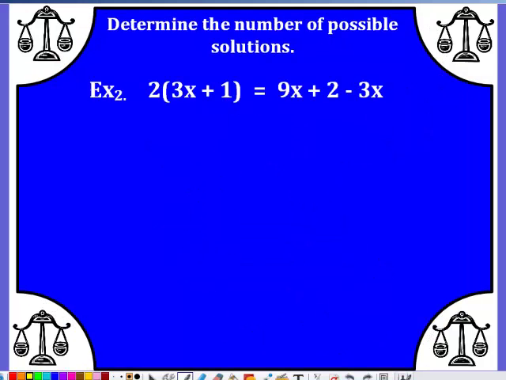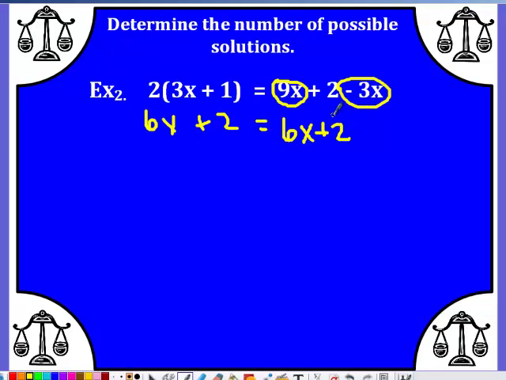Now let's take a look at another example. This time we have several things to do. We are going to simplify before we start solving. So let's look at the left side. We have parentheses, so we have to distribute the 2, and we get 6x plus 2 equals. We have nothing to combine. We'll finish on the left. On the right side, we can combine the families of x. We have a positive 9x and a -3x, giving me a 6x plus 2.